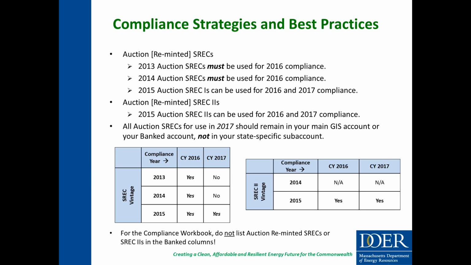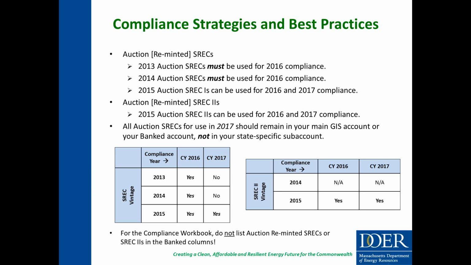If you have any 2015 auction certificates, you can use them for this year or for next year, for 2016 or 2017. There are also SREC 2 auction certificates that are available that you may have. If you have vintage 2015 SREC 2 auction certificates, you can also use those for either 2016 or 2017. If you have any auction certificates for use in 2017 that you're not going to use this year, but for next year's compliance filing, those should remain in your main GIS account or your bank account. Don't put them into a state-specific sub-account.